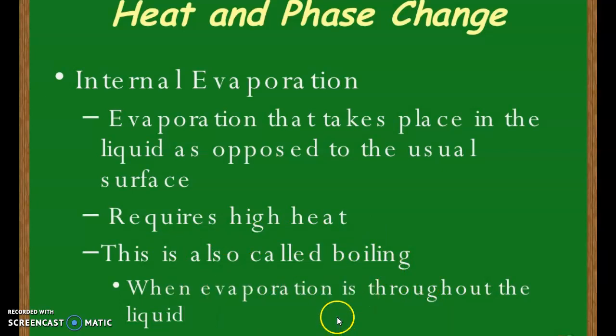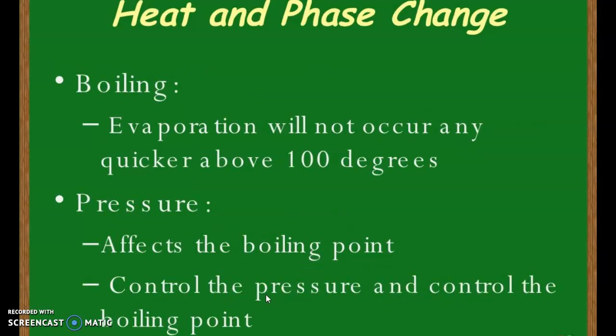Boiling. Okay, an example of boiling is when you put water on the heater to make, for example, coffee. When the water begins to boil and you see the steam going out, this is the evaporation. Evaporation will not occur any quicker above 100 degrees. In general, the temperature of evaporation of water is 100 degrees.